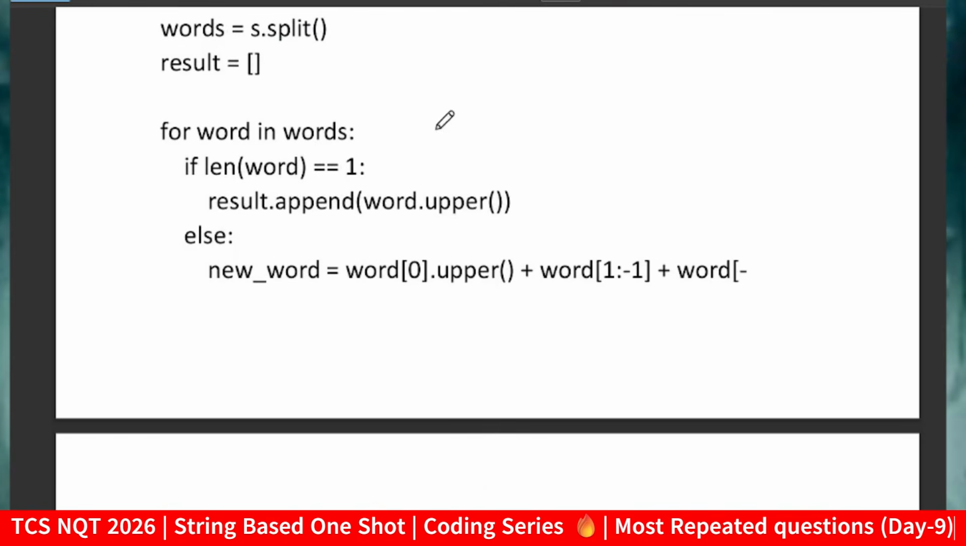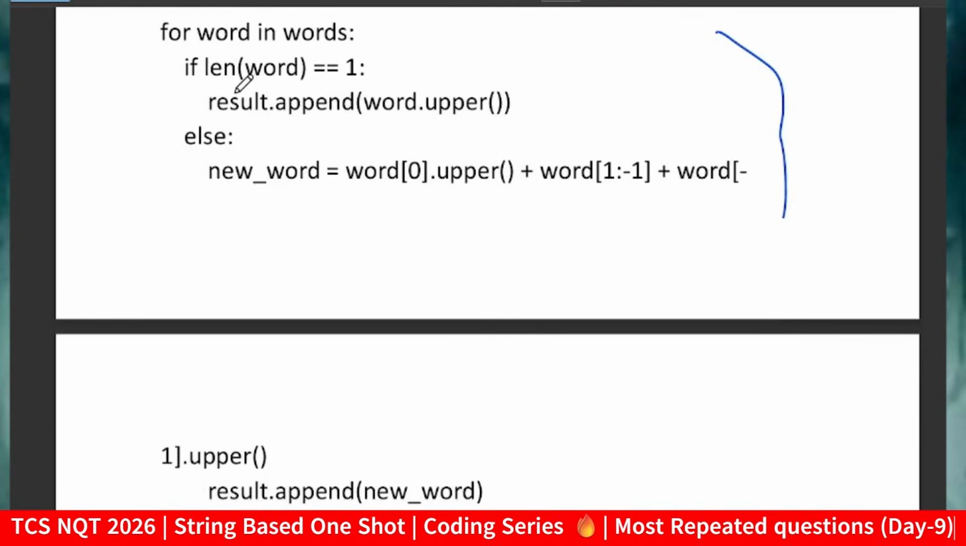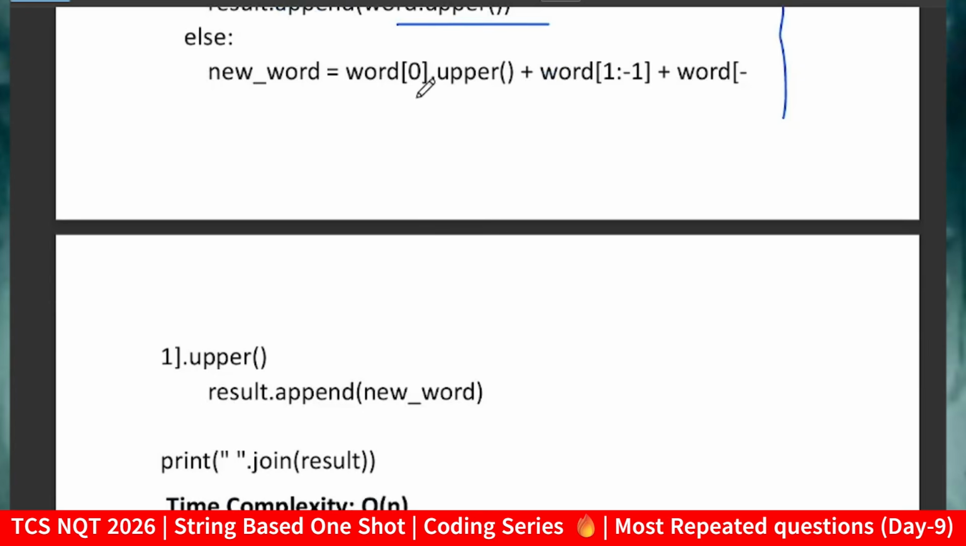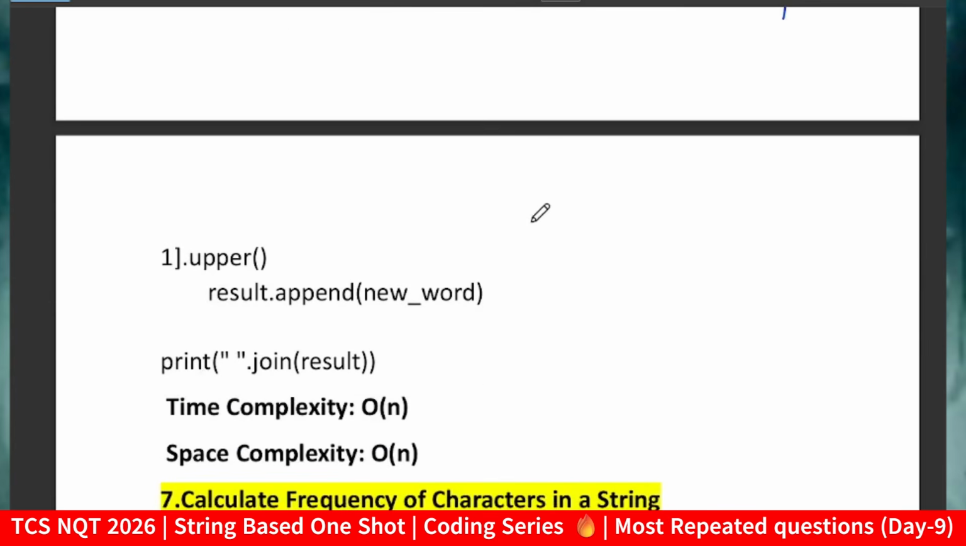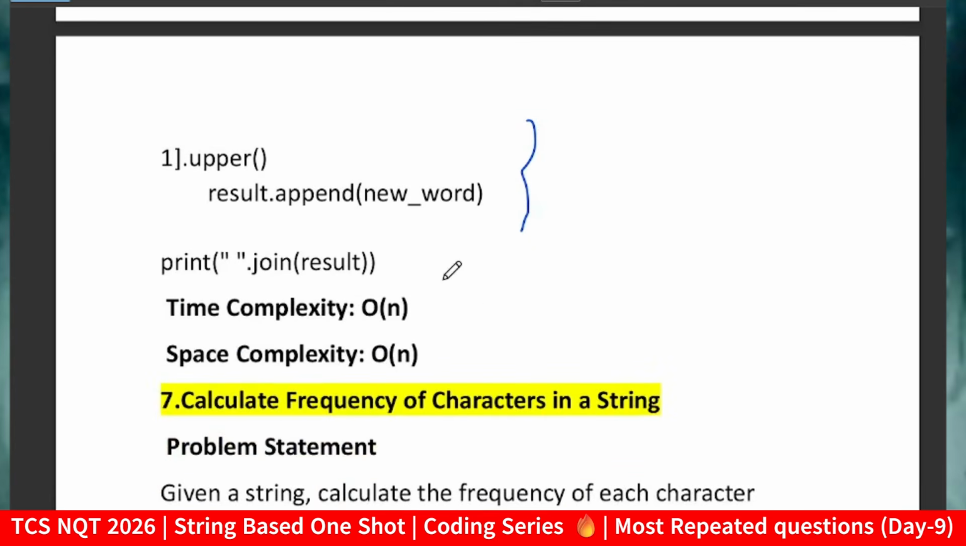Coming to the Python solution, I'm just traversing the words, and if len(word) equals 1, means if this is the first character, then I'm converting it into uppercase, and if it is the last, then I'm converting it into uppercase and just appending to the result. So coming to time and space complexity, time complexity will be order of n, sorry, and space complexity will also be order of n. So this is the thing I wanted to tell.